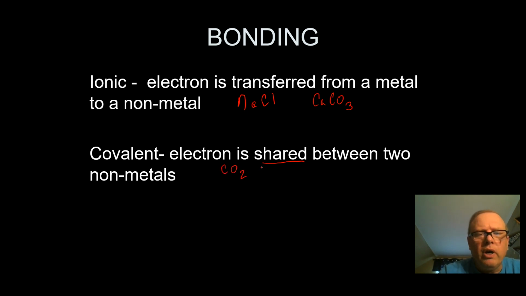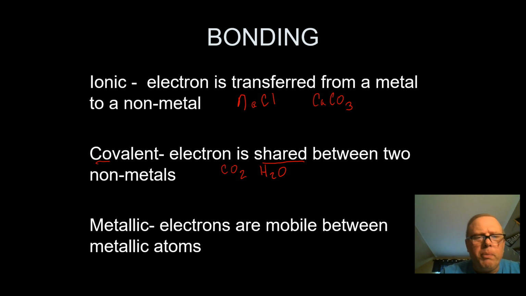Something like carbon dioxide or water. So everything is going to be a nonmetal and fairly close in electronegativity. So nothing is able to take away an electron from anything else. So co as in to share valence electrons.